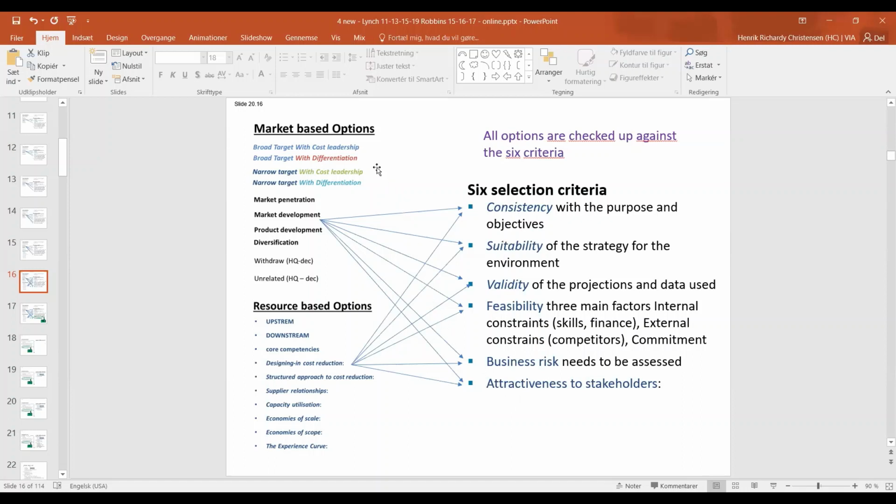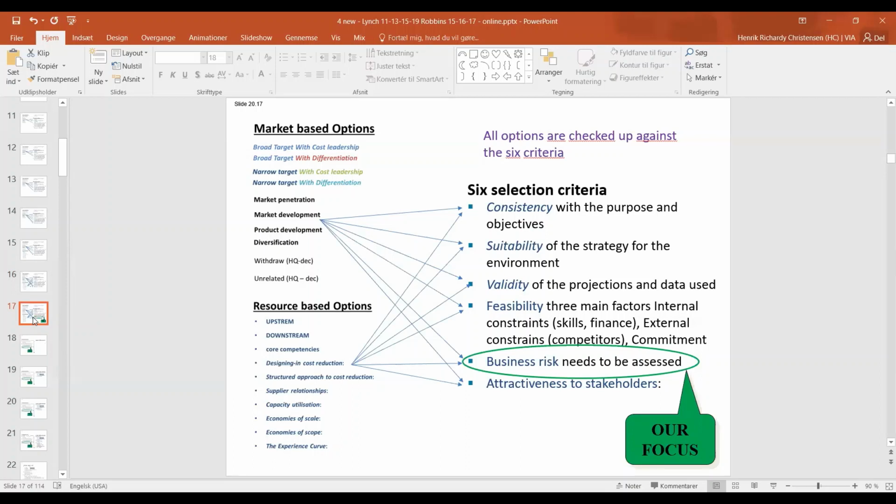as you also know, we might have had different kinds of options. We could have, for example, a broad target with differentiation. At the same time, we could have market development, and we also have maybe a couple of resource-based options. So putting it all together simply means that we analyze each of these options up against these criteria. And in that way, we get more insight into how these options play together, and does it make sense to execute on these options at the same time.